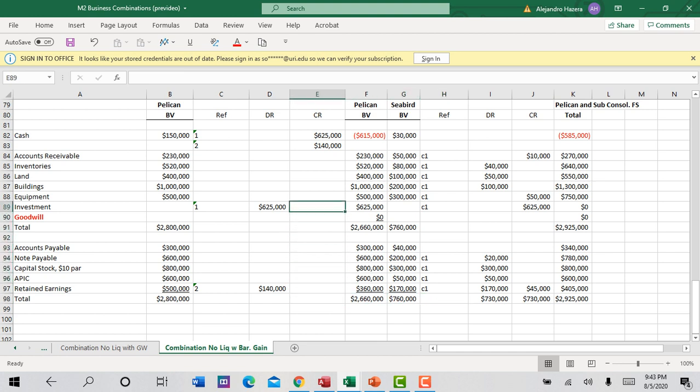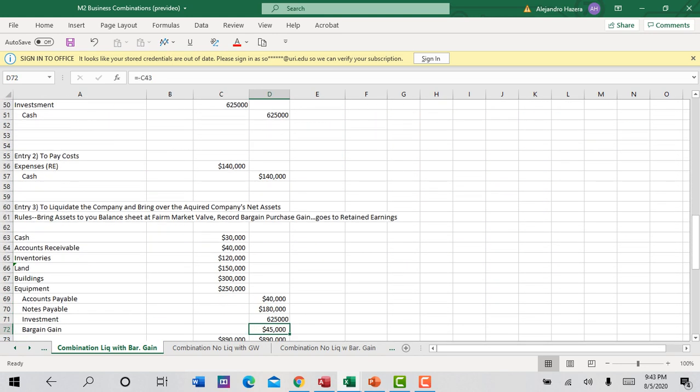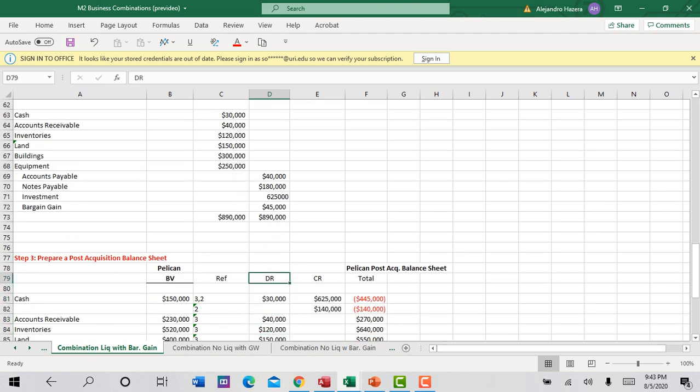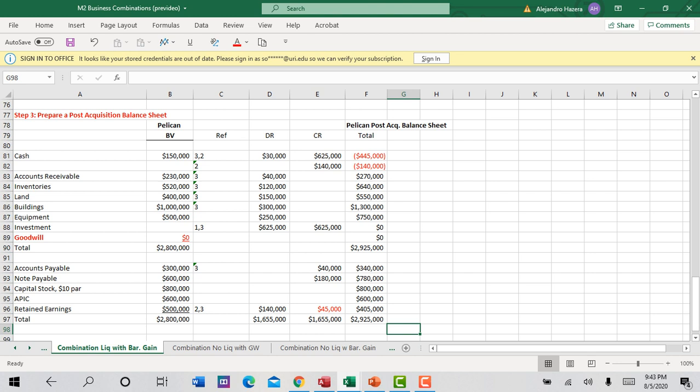Number one, just like in the other example, goodwill, or the investment account is zero. There's no goodwill here. But notice our balancing total is 2,295,000. If you compare that to the liquidation where we liquidated and had a bargain purchase gain, the parent actually made a liquidation entry, and you end up with one company. We end up with the exact same balance sheet, 2,295,000.